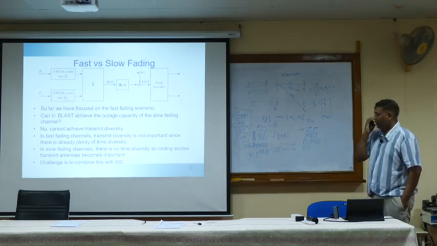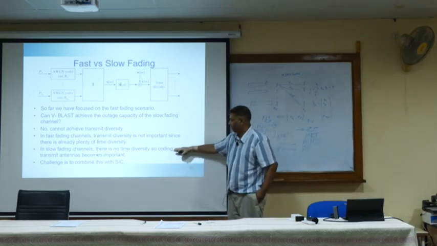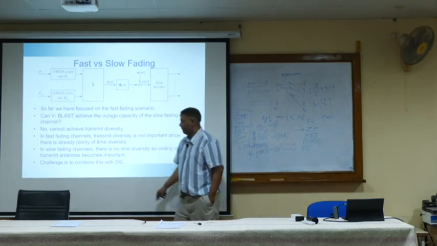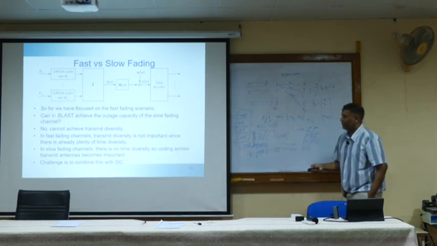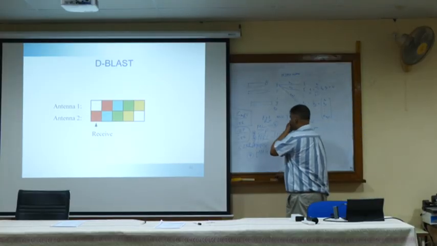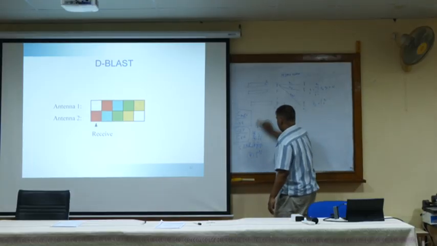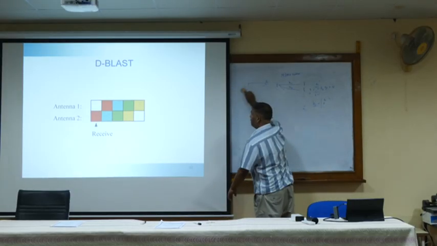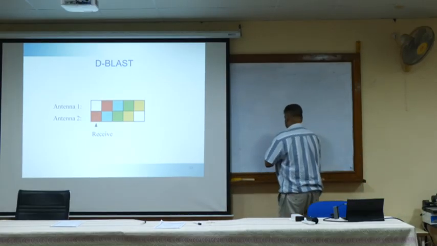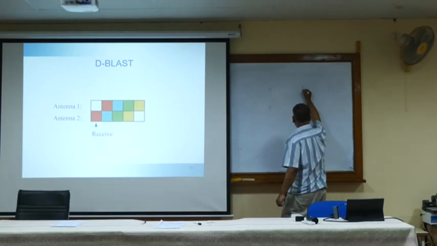The challenge is to combine this with SIC. We are going to do coding across the transmit antennas, and we also need to combine it with successive interference cancellation, SIC. That's what we are going to look at. It's called the D-BLAST architecture. I will explain what the D-BLAST architecture is next. It is easy to explain with two transmit antennas, so let's see.